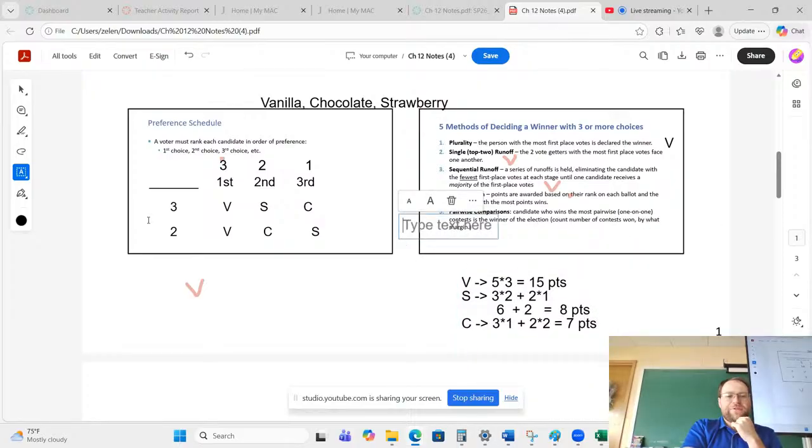So then for the point system, which one wins? Vanilla. Strawberry second, and chocolate close by in third.